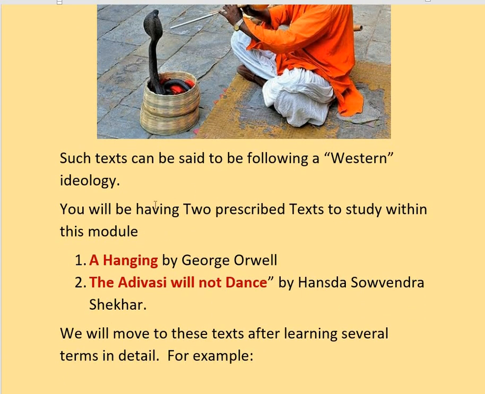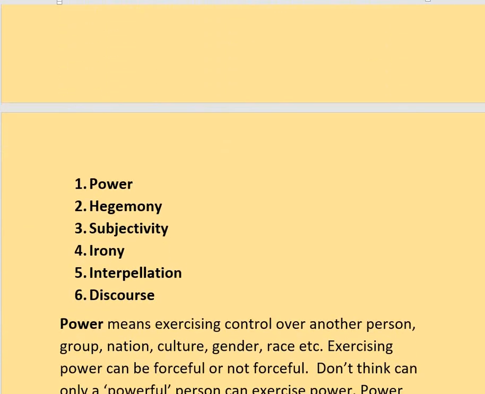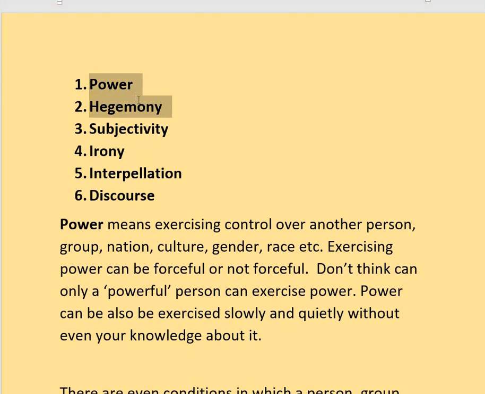You will have two texts prescribed to study within this module. One is A Hanging by George Orwell. Another is The Adivasi Will Not Dance by Hansda Sowvendra Shekhar. We will move to these texts after learning several terms in detail. These are some of the terms that we will study: power, hegemony, subjectivity, irony, interpellation, and discourse. Let us move on to power.